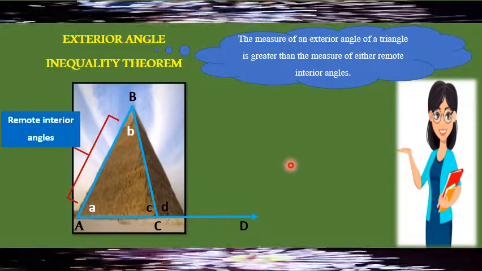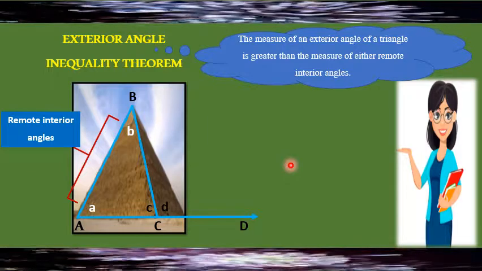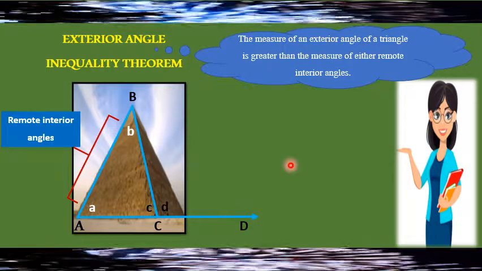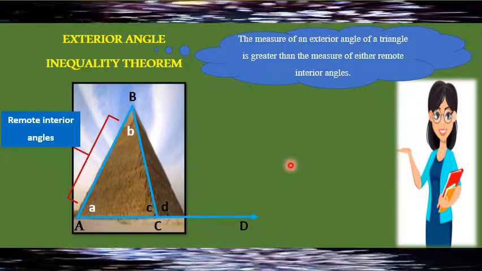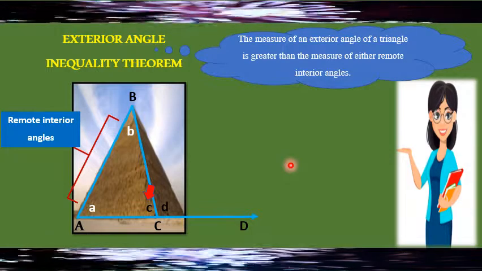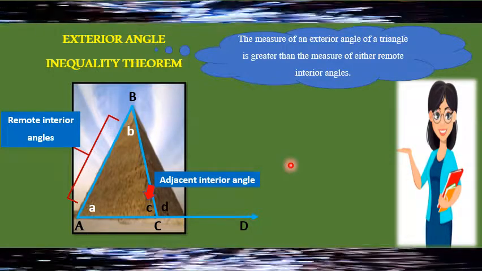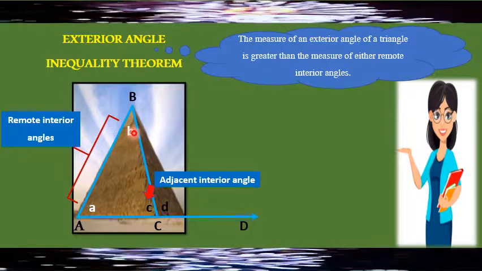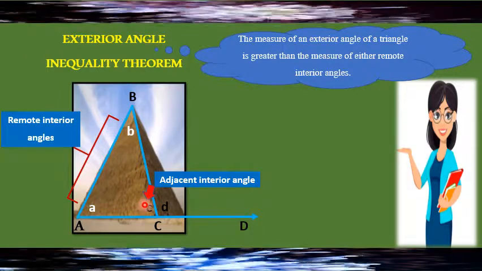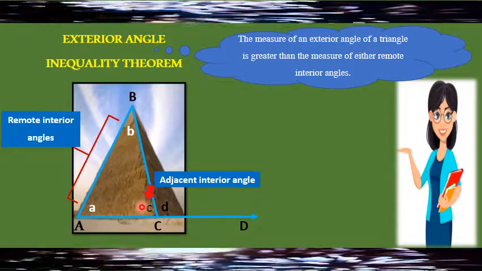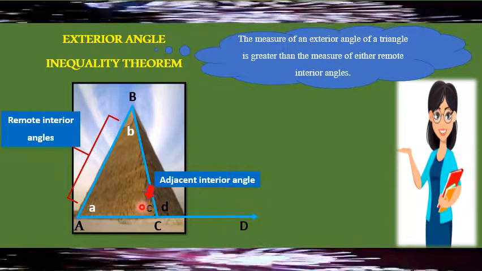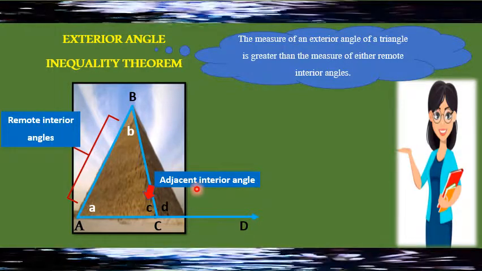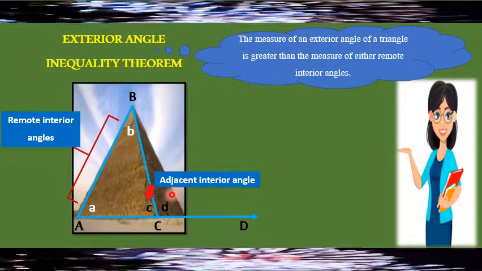Angle A and angle B are called remote interior angles. These are the opposite of the exterior angle. And this angle C is the adjacent interior angle. By the way, we can say this is interior because it's inside the triangle. Angles A, B, and C are the interior angles. But angle A and B are the remote interior. And the adjacent interior is near angle D, which is the exterior.